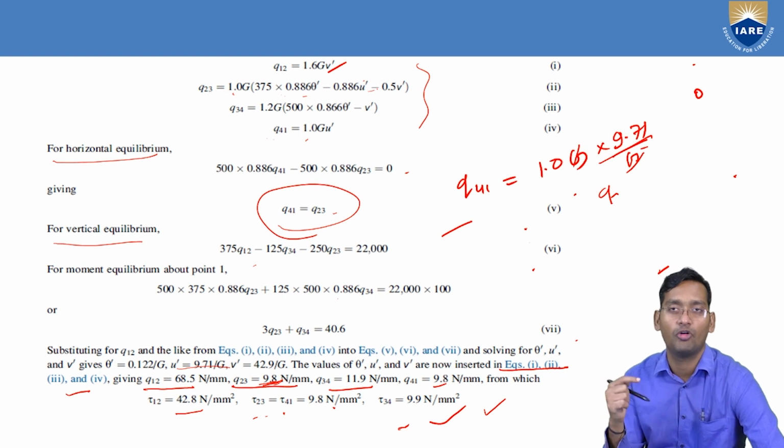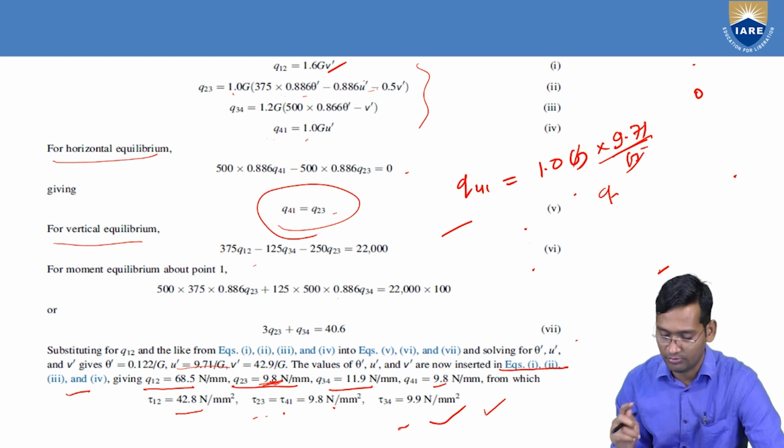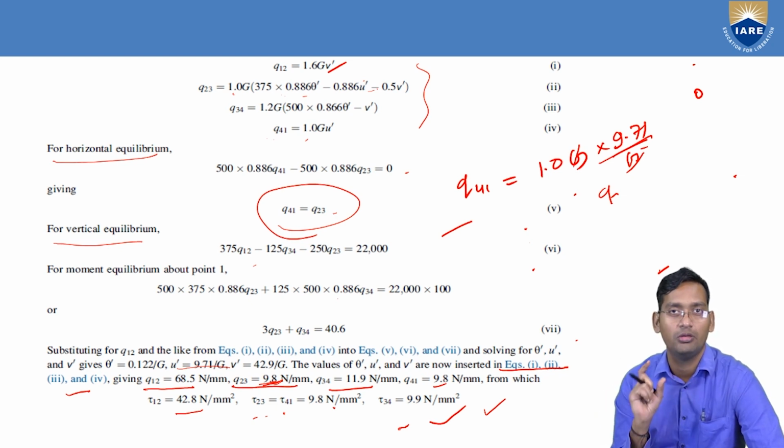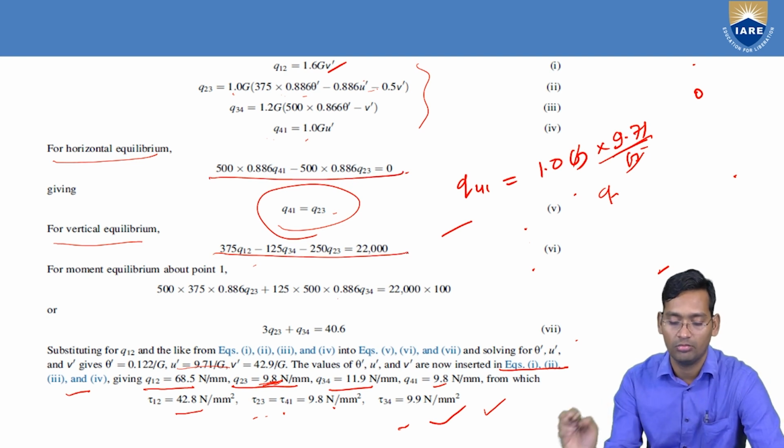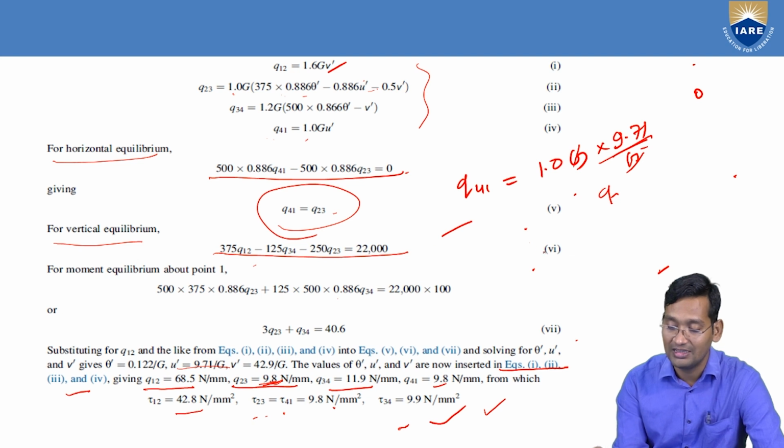Now what? Whatever the beam diagram is there, that should be in equilibrium. So what we did, we divided into 2 equilibriums, horizontal equilibrium and vertical equilibrium. So the horizontal equilibrium equation is this one, right? For the vertical equilibrium, this is the equation. So this is the 6th equation. This is our 5th equation.